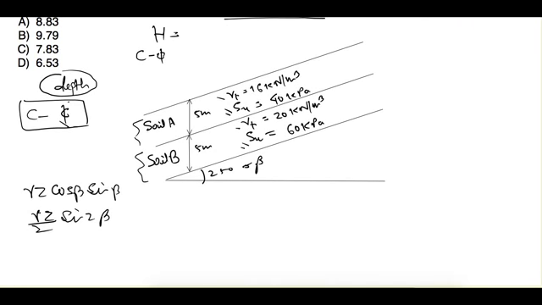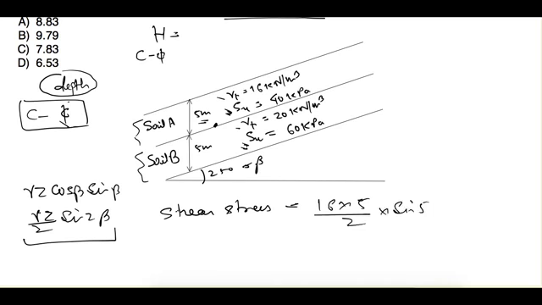Now we can find the shear stress at various levels using this formula, and compare it with the shear strength of the soil, because shear strengths are given for both soils. So let's check at the interface of the two soils, that is at the depth of 5 meters. The shear stress is equal to gamma z upon 2 sin 2 beta. So gamma is 16 for the first soil, z is 5 meters, upon 2 sin 50. Here shear stress comes out to be 30.64 kPa.